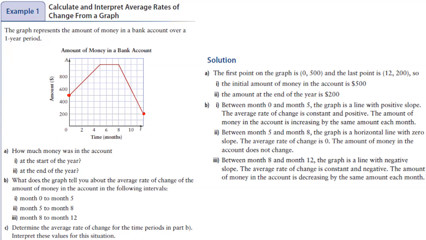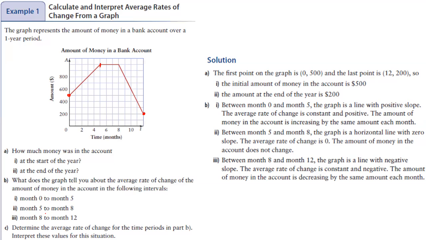Then question B, what does the graph tell you about the average rate of change of the amount of money in the account in the following intervals? 1, from month 0 to 5. So from 0 to 5 is this section, right? So between month 0 and month 5, the graph is a line with positive slope. The average rate of change is constant and positive. The amount of money in this account is increasing by the same amount each month.